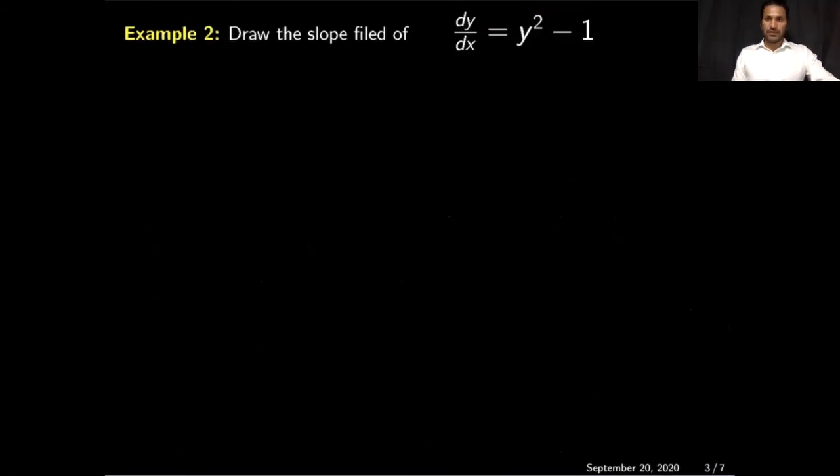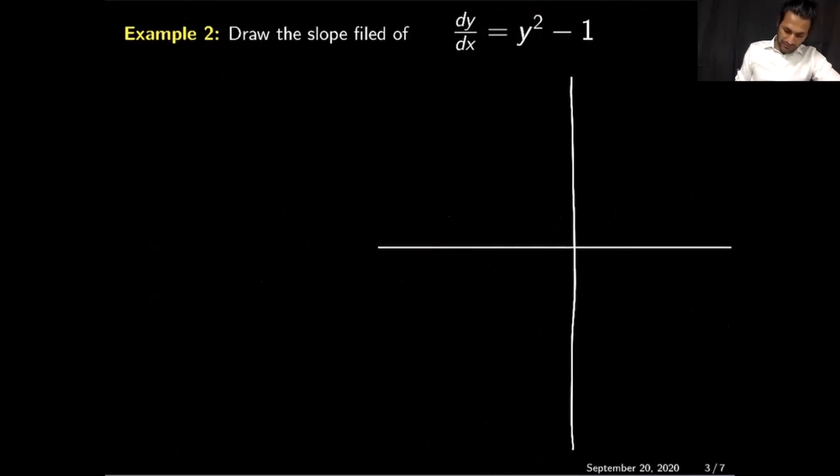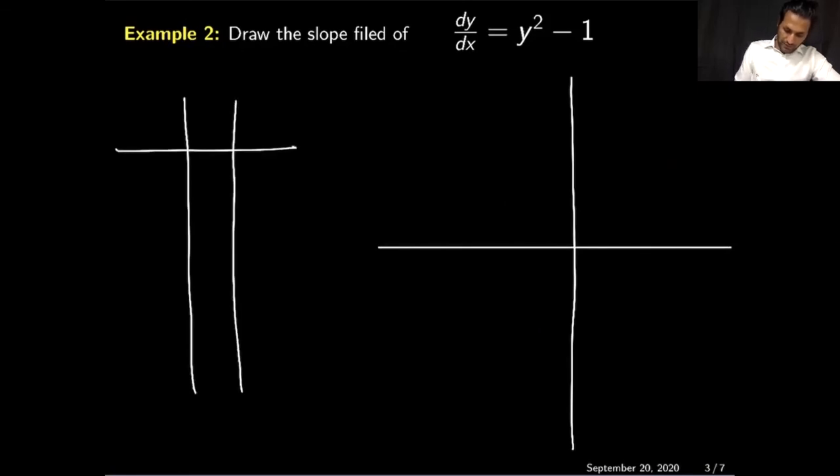Here I have one more example. We will draw the slope field of this differential equation. So first I will plot the x-axis and y-axis, and I will plot a table here. I will choose x and y independently, and I calculate the slope of the tangent line in this column. So if I choose x equal to 0, y equal to 0, the slope is going to be -1 in this case. So -1 means a tangent line whose slope is -1.